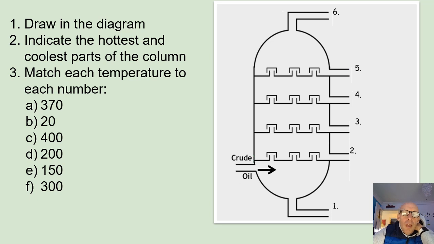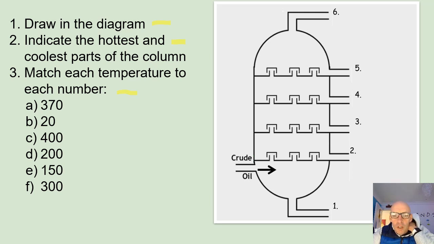Okay, please do what it says. Draw that diagram. Write on it which bit's the hottest and coolest, and then put these temperatures on there in order. And when you've written those temperatures on your diagram, if you're drawing it in pencil, try and keep it as neat as possible. Please can you then unpause. So pause now and do that.